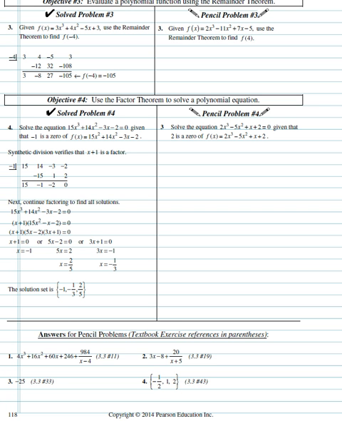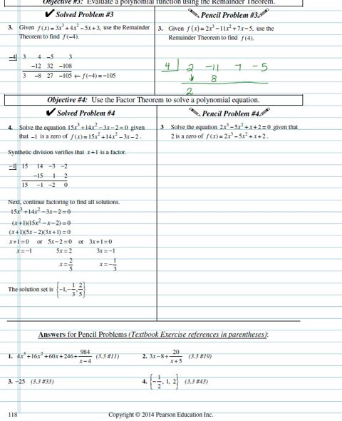Given f of x is equal to 2x cubed minus 11x squared plus 7x minus 5, use the remainder theorem to find f of 4. According to the remainder theorem, the remainder you get when you divide 2x cubed minus 11x squared plus 7x minus 5 by x minus 4 is the function value at 4. So 2, negative 11, 7, negative 5. Synthetic division, 4. Bring the first one down, 2.